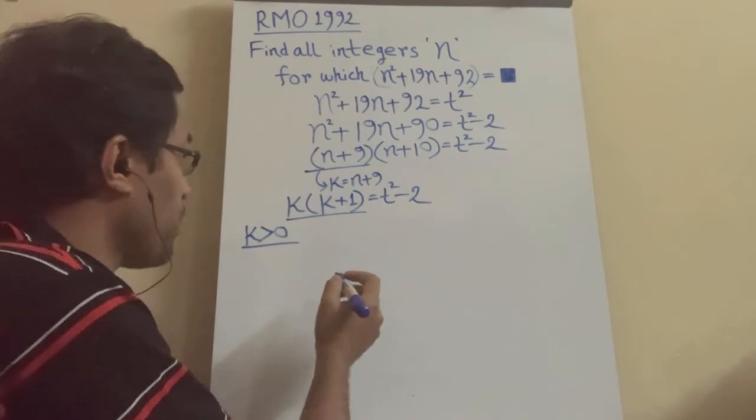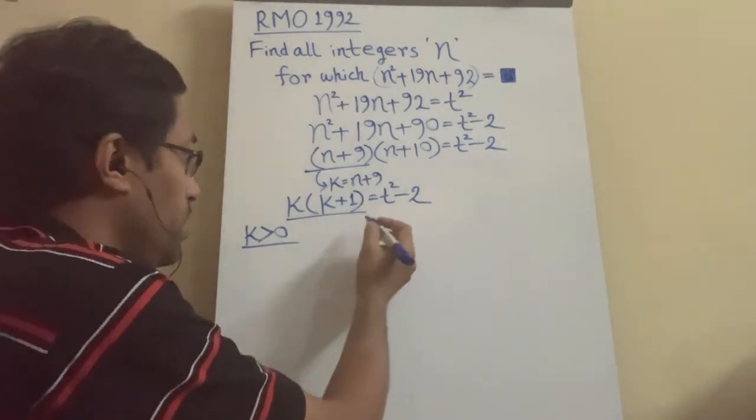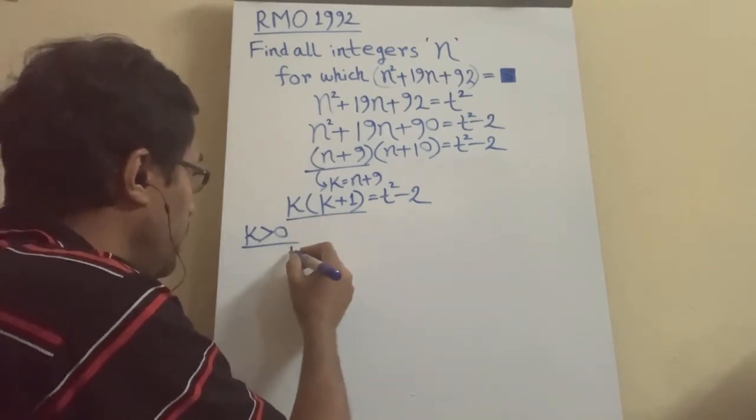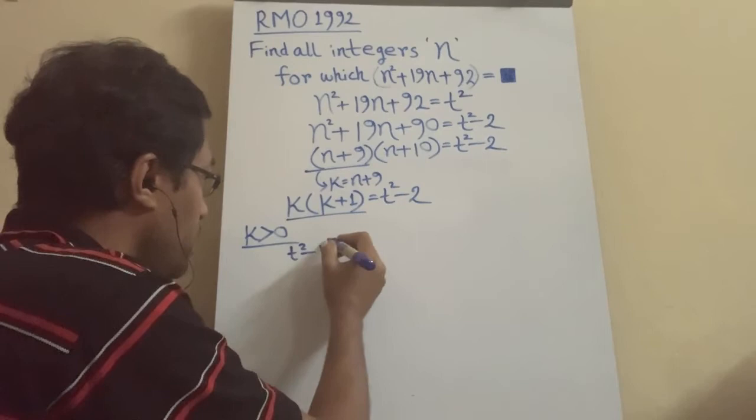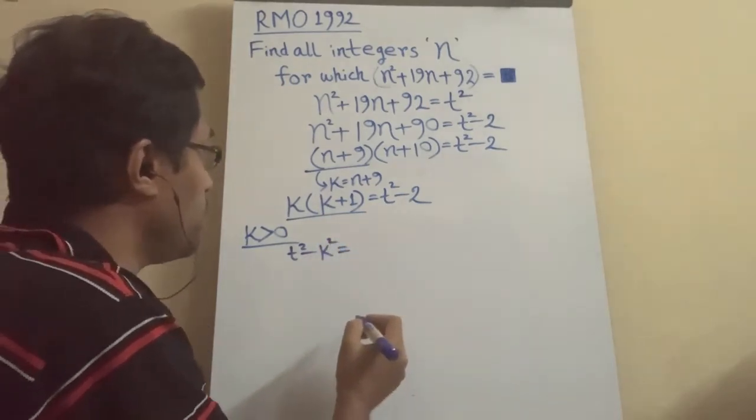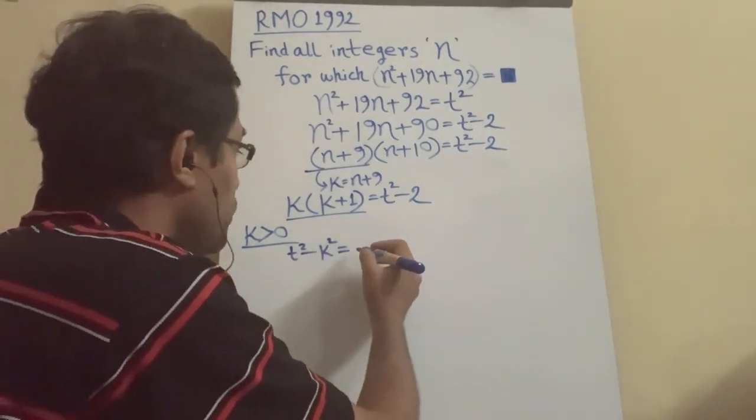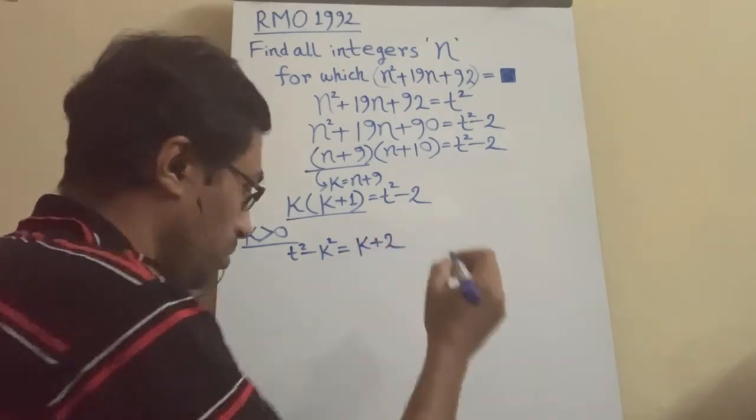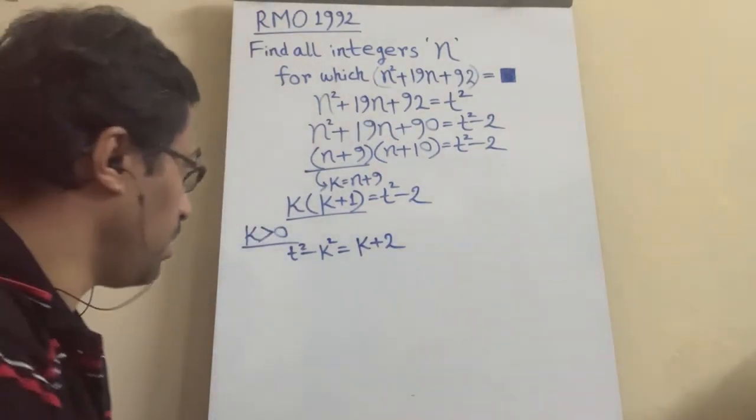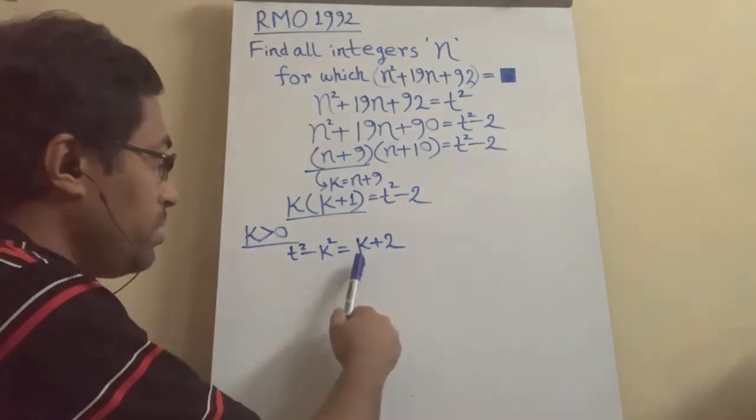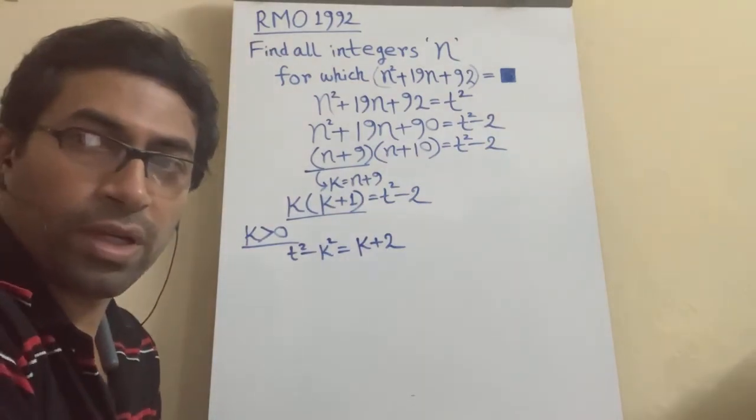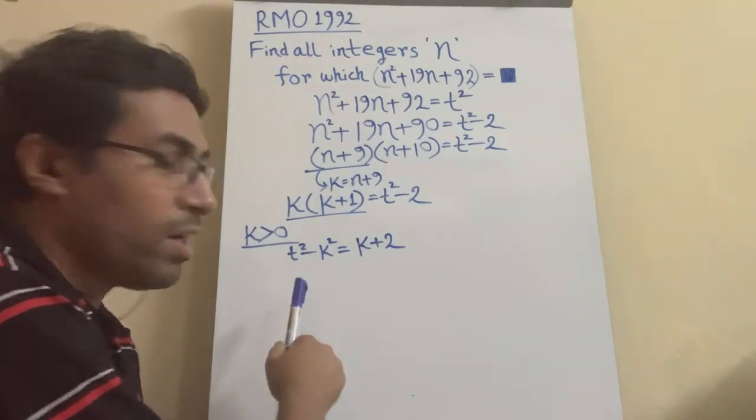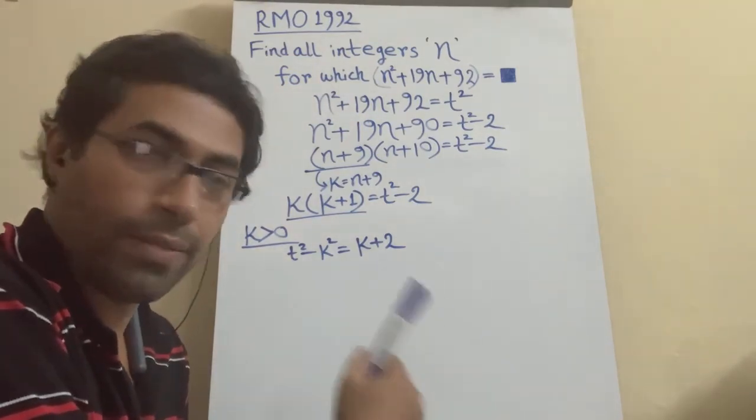In this case, let us first simplify the equation a little, and from here directly we get t square minus k square is equal to k plus 2. Now here you notice the right hand side is always positive. Therefore the left hand side must also be positive always. That means t cannot be equal to k. T has to be greater than k.